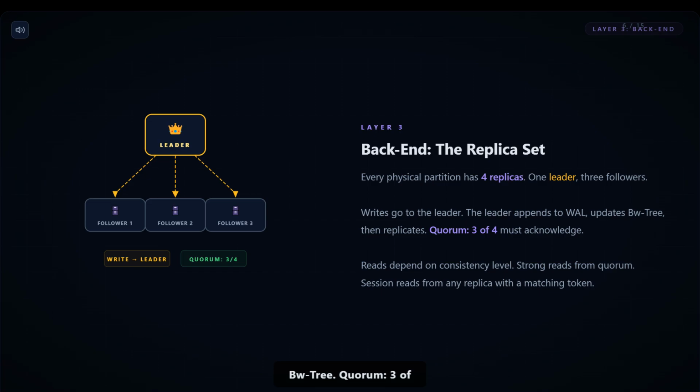For reads, the behavior depends on your consistency level. Strong consistency reads from the quorum. Session consistency reads from any replica with a matching session token. Eventual consistency reads from any replica, period.